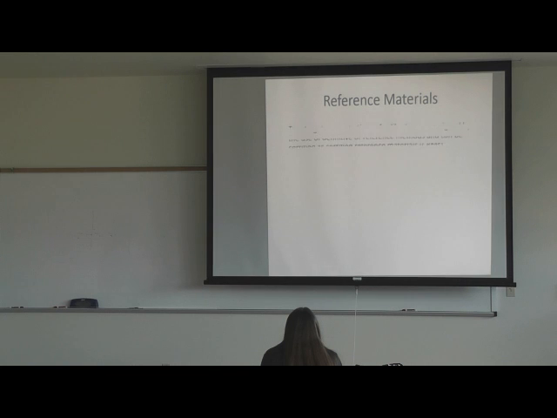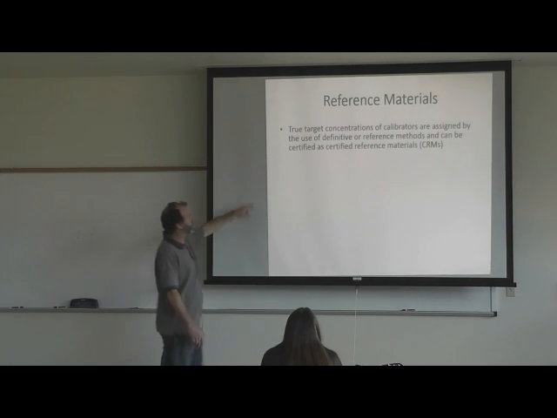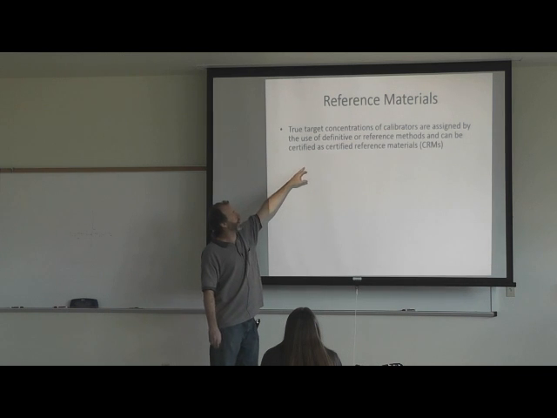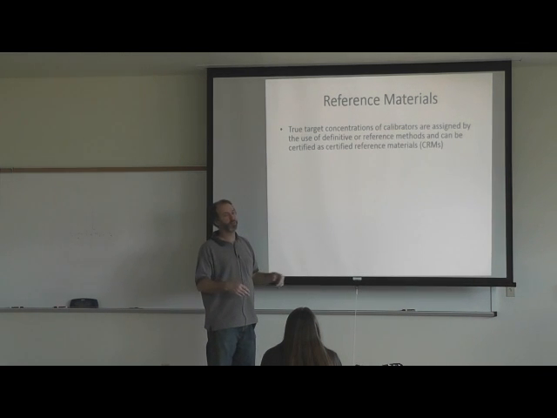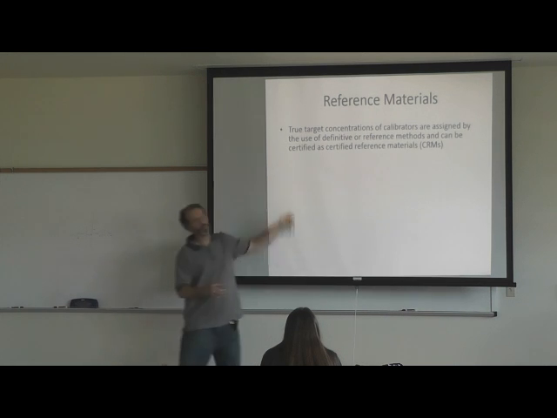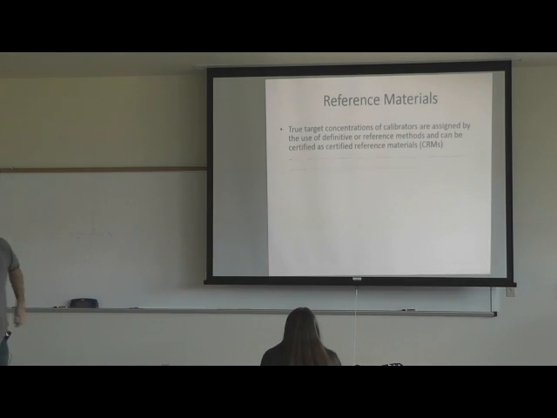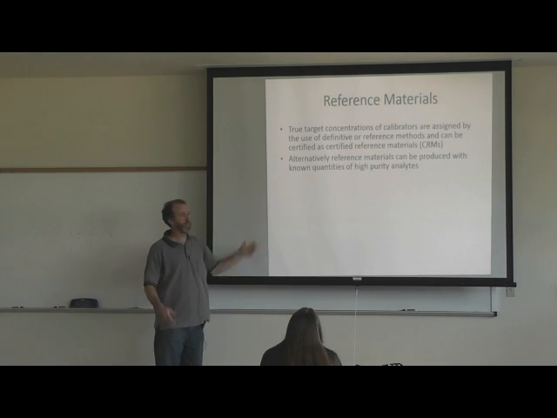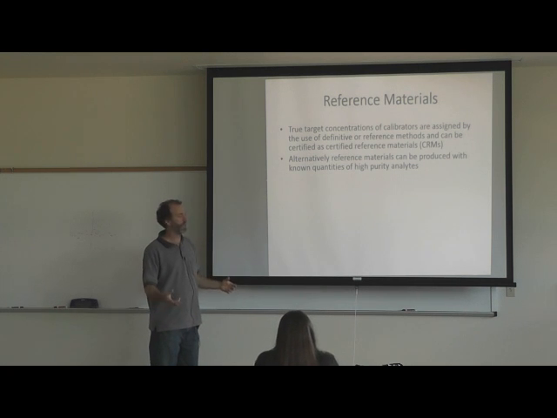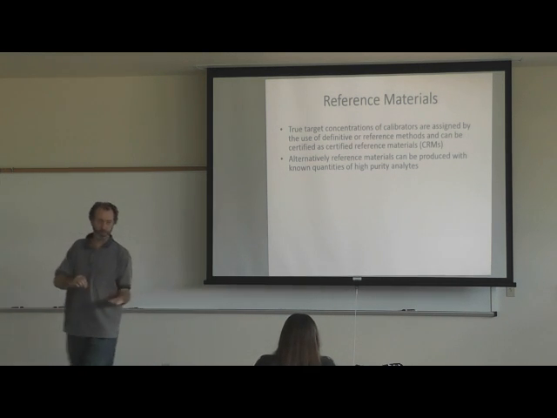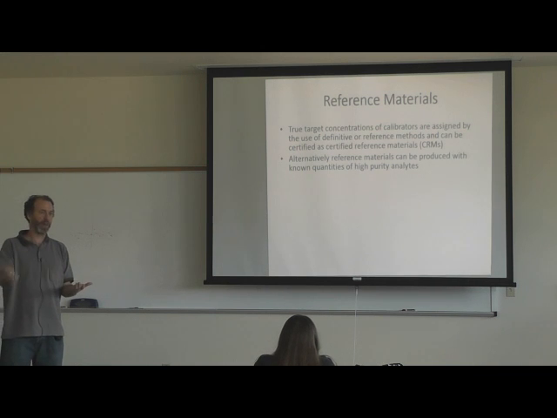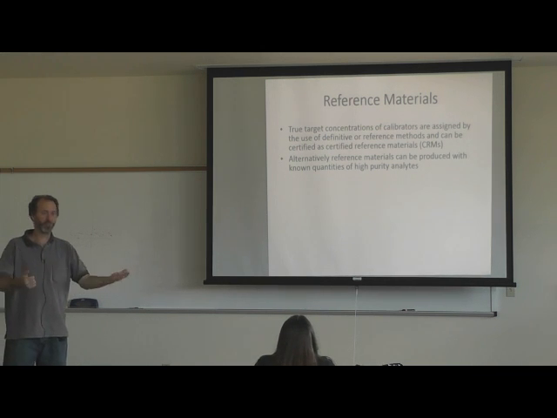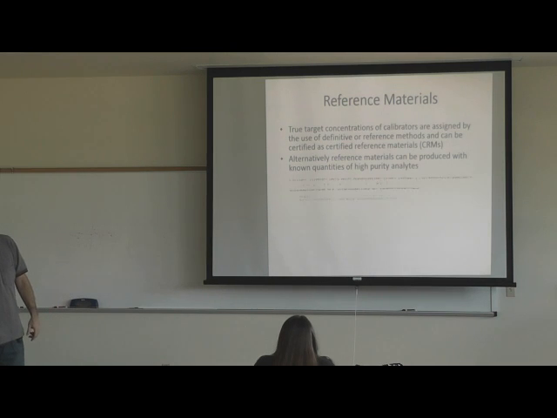So reference materials have the true target concentrations of calibrators assigned by the use of definitive and reference methods and can be certified as certified reference materials. So a lot of times your calibrators are going to be reference materials. So they're certified. Alternatively, reference materials can be produced with known quantities of high quality analyte, right? So if you just have the analyte super pure, you know how much there is, you can add a certain volume of matrix and it should be that same amount, right?